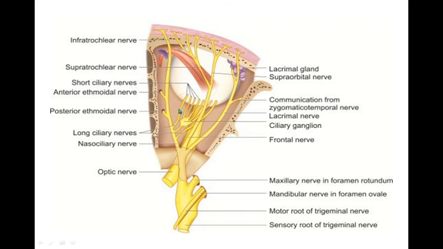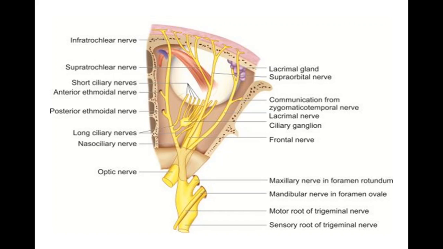It even supplies secretomotor fibers to the lacrimal gland. And it supplies branches from your nasociliary nerve, which will be associated with the ciliary ganglion, the postganglionic fibers of which will supply the sphincter pupillae and the ciliaris muscles. Those details you already learned. My point here is just to tell you the three divisions of the ophthalmic nerve, that is nasociliary, frontal, and lacrimal.